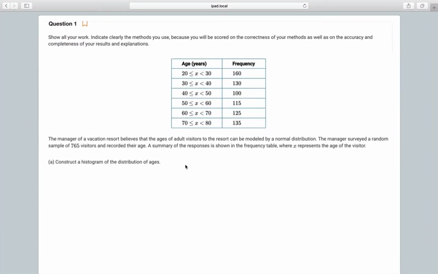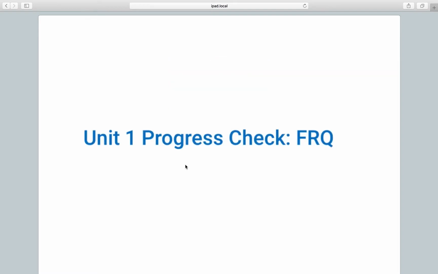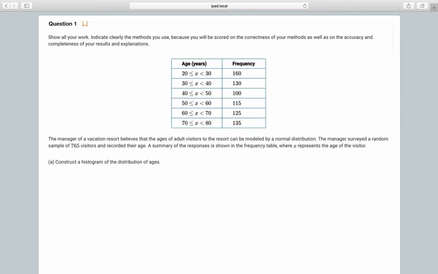All right, folks, I'm going to go over the Unit 1 progress check FRQ that I assigned. So you're given a frequency table. It says the manager of a vacation resort believes the ages of adult visitors to the resort can be modeled by a normal distribution. The manager surveyed a random sample of 765 visitors and recorded their age. A summary of the responses is shown in the frequency table, where X represents the age of the visitor. Construct a histogram of the distribution of ages.